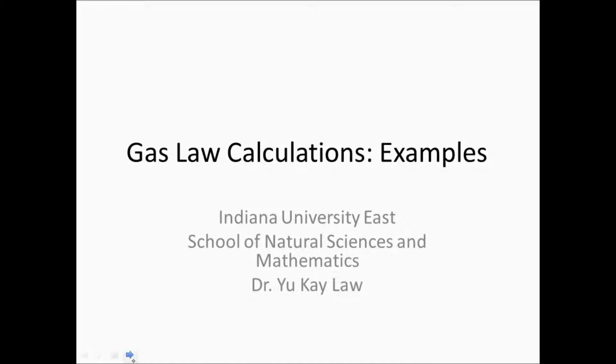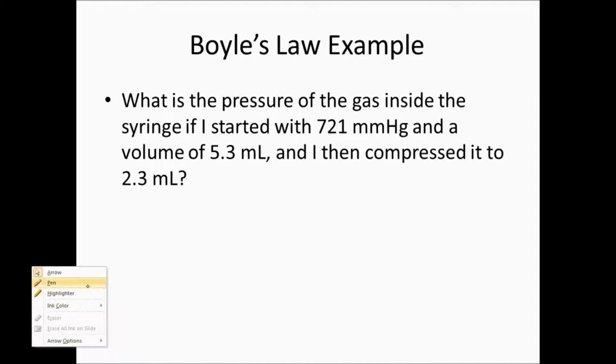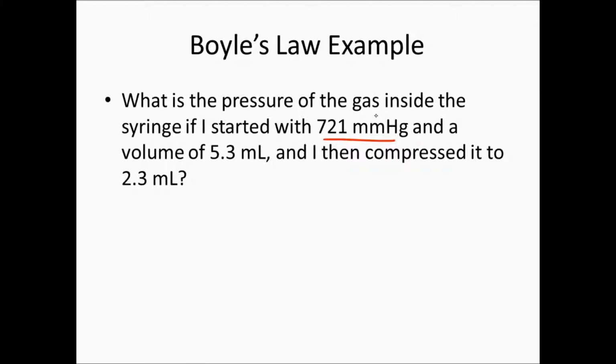Examples of gas law calculations. So here we're going to use a Boyle's law example where we are given the initial pressure, so this is my P1, initial volume, so V1, and I'm given also the final volume V2, and after the compression we're looking for P2. We know that Boyle's law states that P1 V1 equals P2 V2.